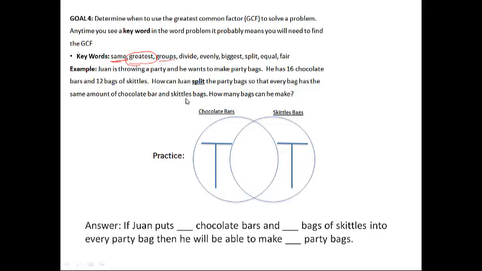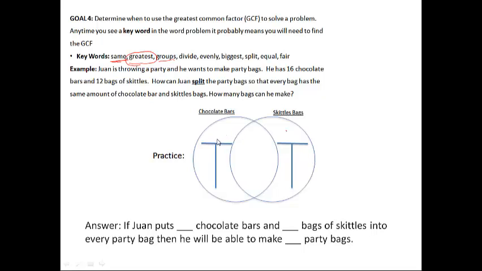Groups. These T-charts down here, those are you dividing and figuring out factors. So if you're going to split something up into groups, that is definitely GCF. Okay, dividing. If you want to divide up evenly. Biggest, so that goes again with greatest. If you're going to split something, if you want equal something, and then we like to think of it as making things fair. Alright, here's your problem.